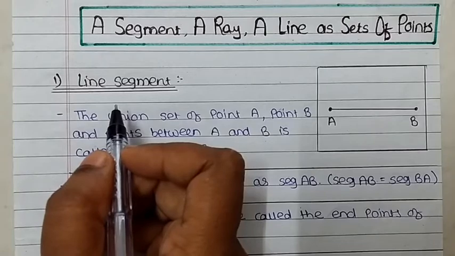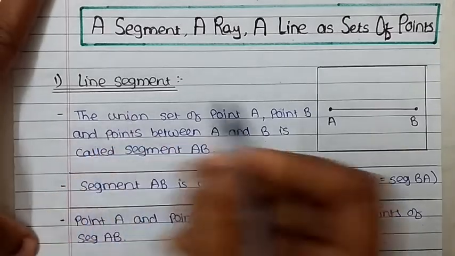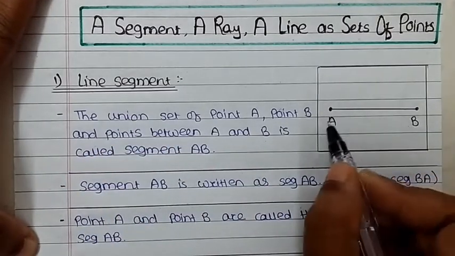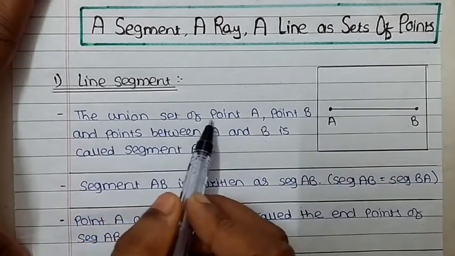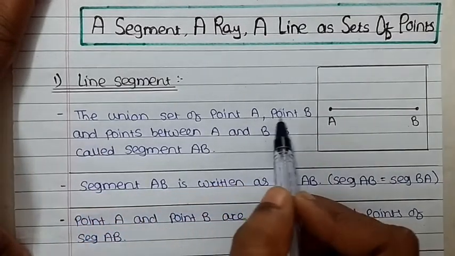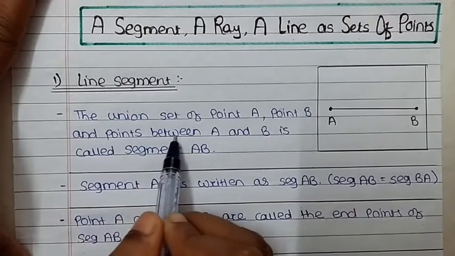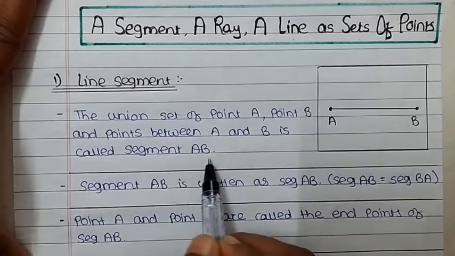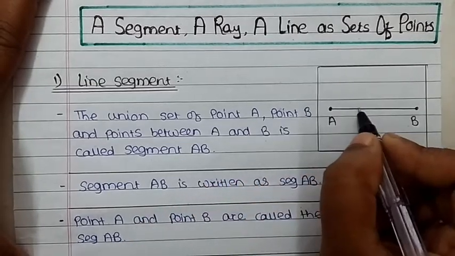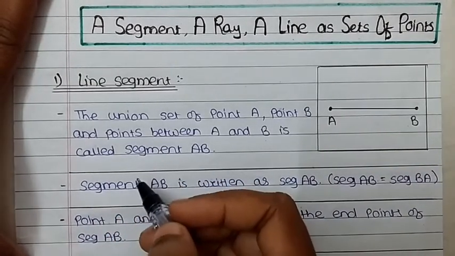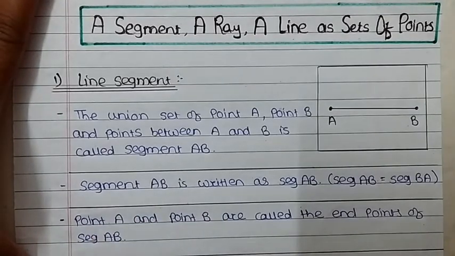As shown in the figure, A and B is the line segment. Okay, so what is it? The union set of points, point A, point B and points between A and B is called a segment AB. Okay, that means union means what? We have to add all the elements from two different sets. All the elements you should write down in the union set here.